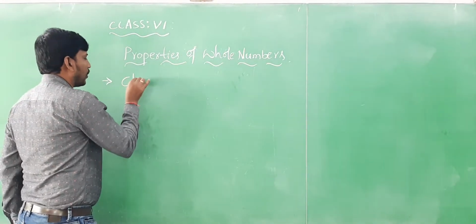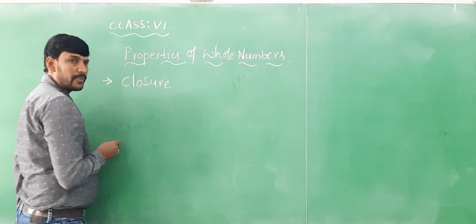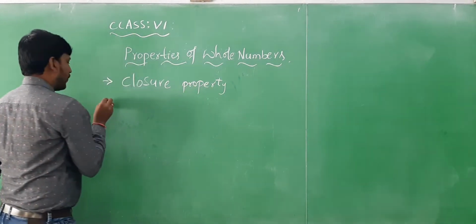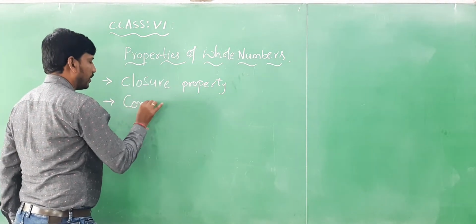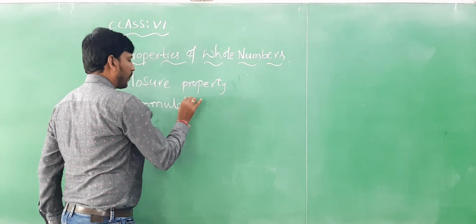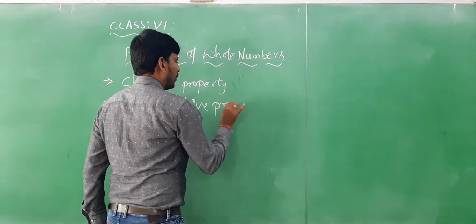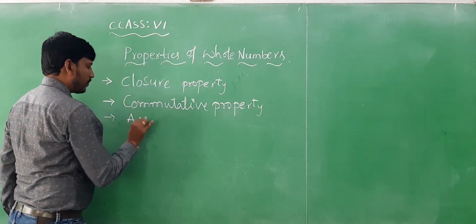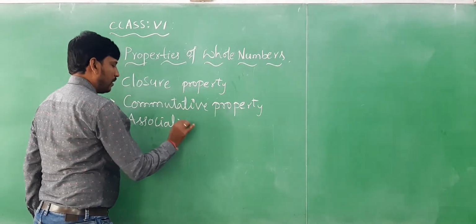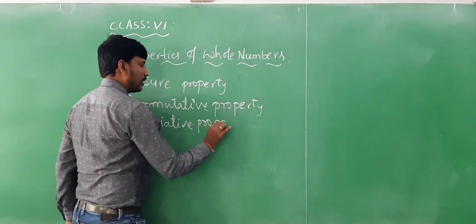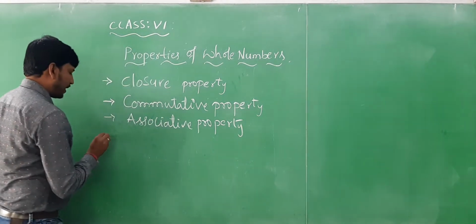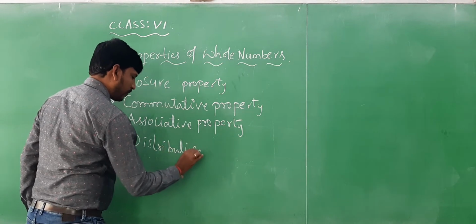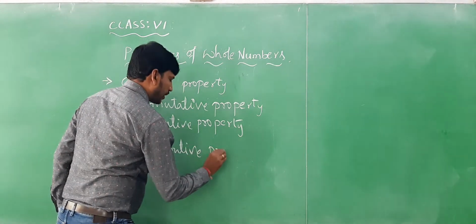The first one is closure property. The second one is commutative property. The third one is associative property. And the fourth one is distributive property.